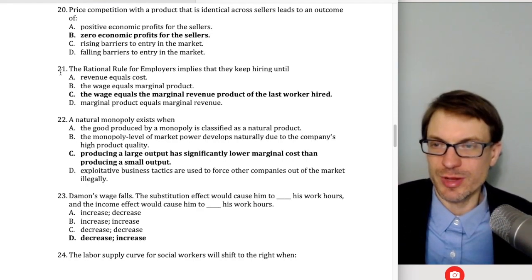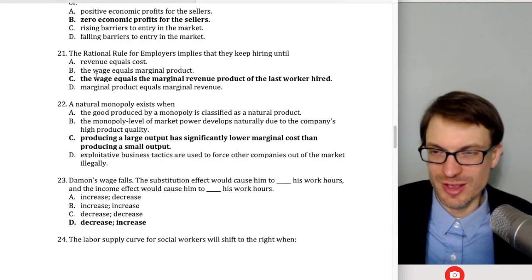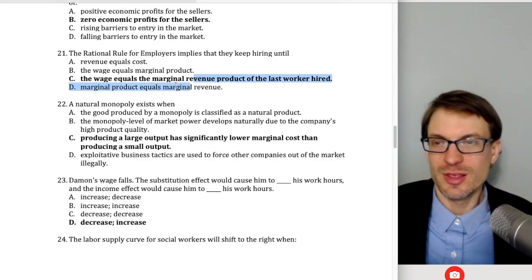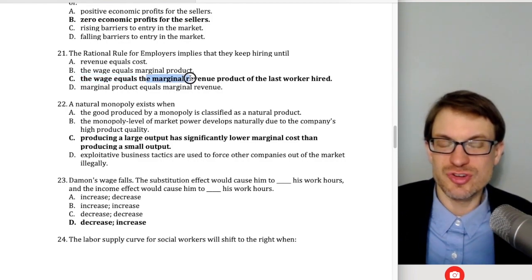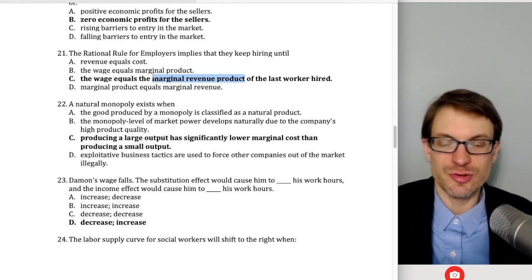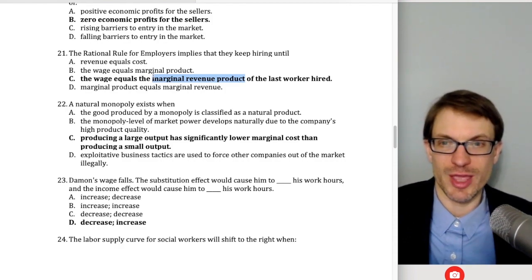But anyway, the rational rule for sellers, or rational rule for employers, implies that they keep hiring until the wage equals the marginal revenue product of the last worker hired. So the wage is the marginal cost of hiring an additional worker. And it's not just the marginal revenue, it's the marginal revenue product. Remember what the marginal revenue product is? When we hire an additional worker, the benefit that the worker is going to create is first measured in terms of the additional output they help us produce.